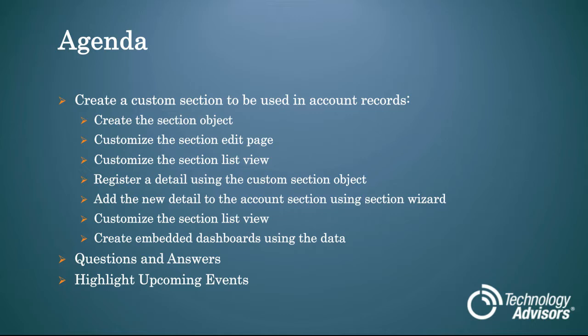We're going to take that detail that we create and add it to the account section using the section wizard once again. From there, we'll need to customize that list view. And then we're going to embed a dashboard directly into an account record that reports on the custom section that we've just added to the system.